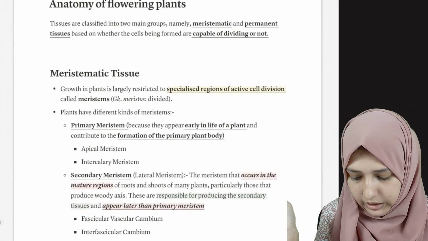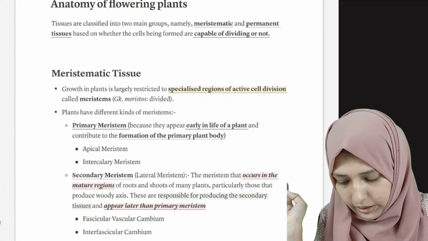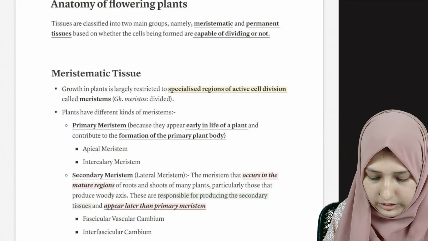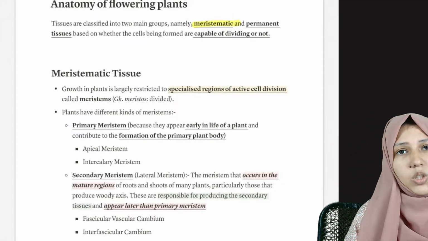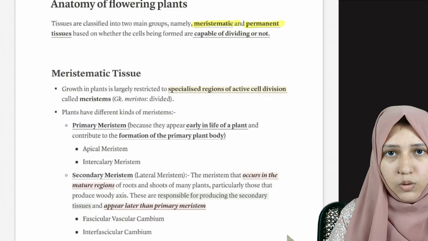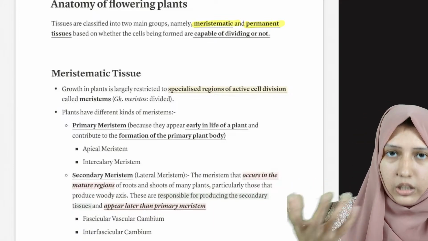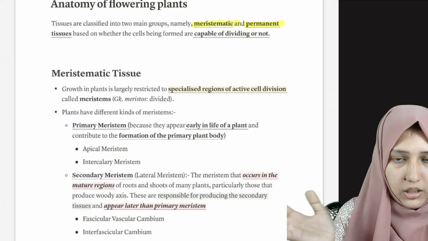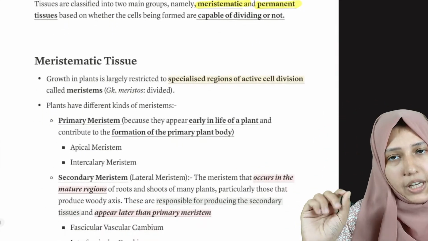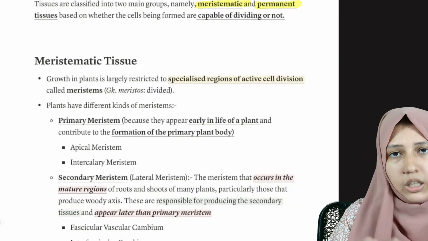First, there are two kinds of tissue. One is meristematic tissue. Meristematic means which is repeatedly dividing. Then the second one is permanent tissue, which means it's permanent. It's not dividing or replicating further. If they are dividing, it's meristematic. If they are not, then it's permanent.